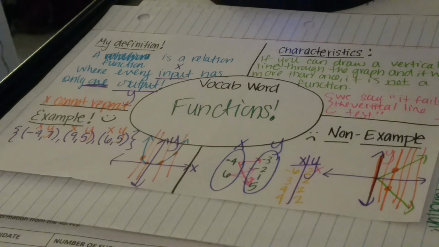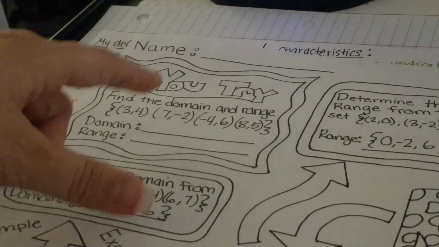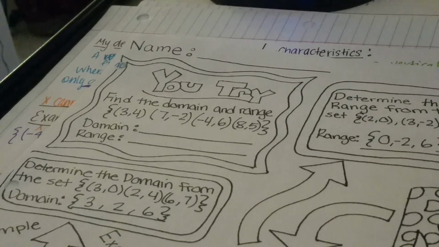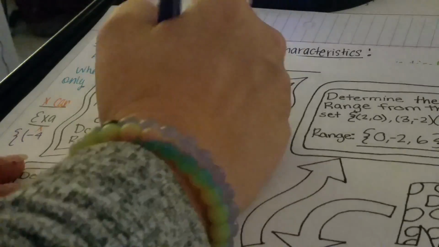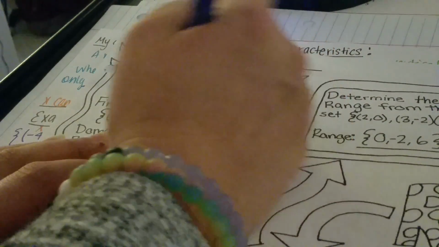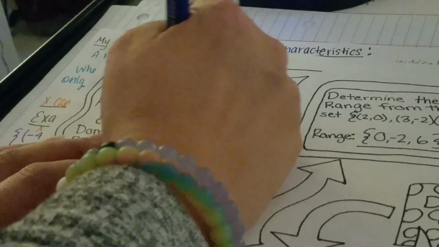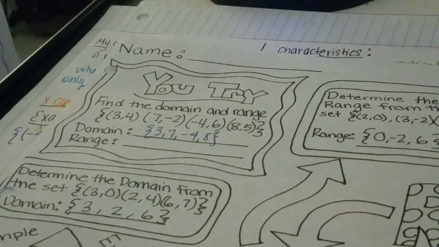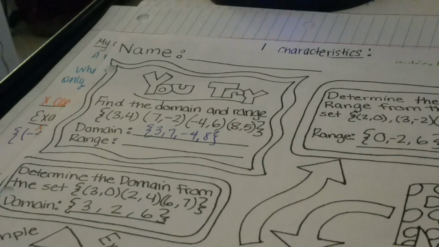All right, now, you could have made this guy pretty. You could have colored him, which I suggest you do so that you can see it. Now, this says find the domain and range. So what did you list as your domain? 3, 7, negative 4, and 8. All right, what is the range? 4, negative 2, 6, 5.